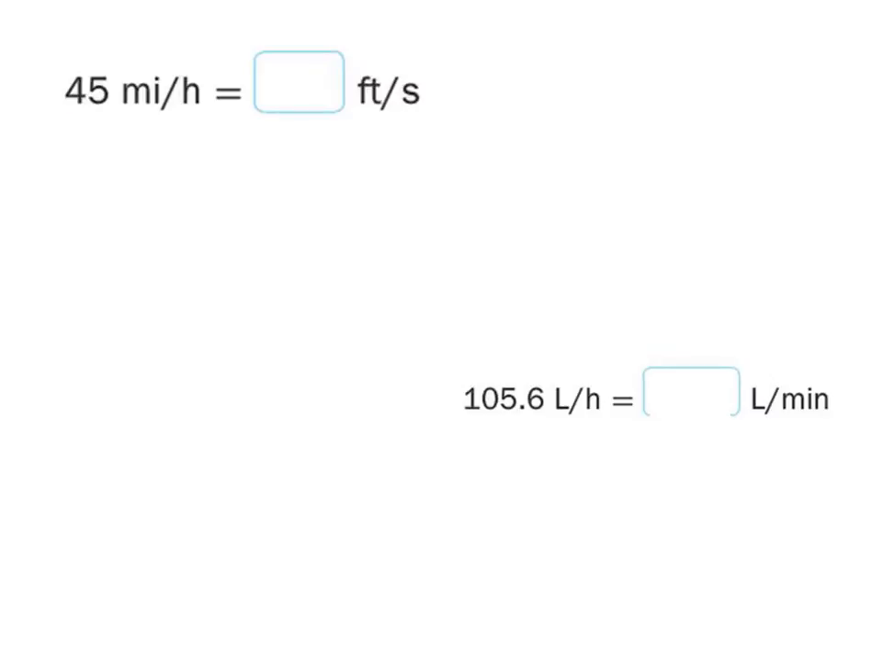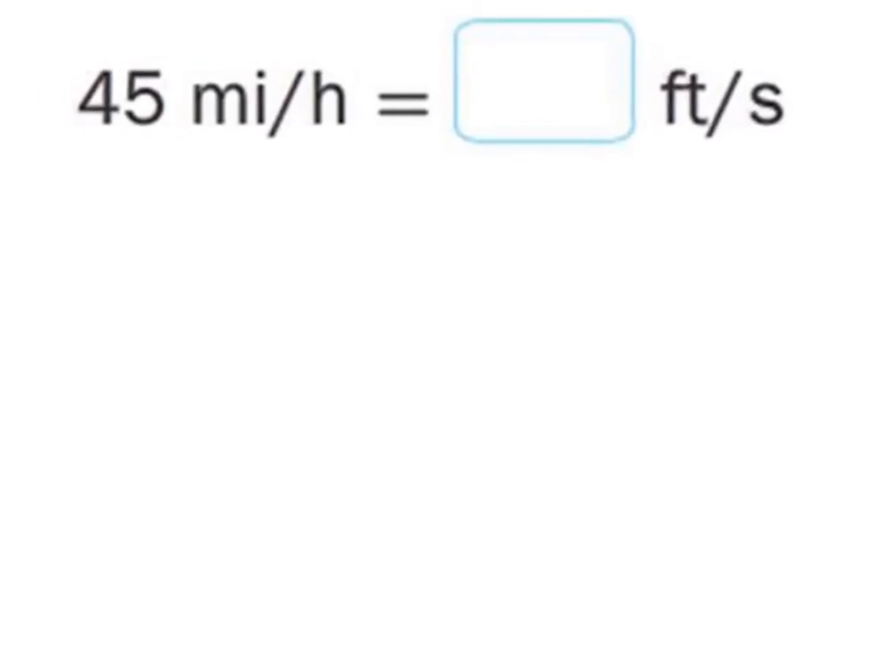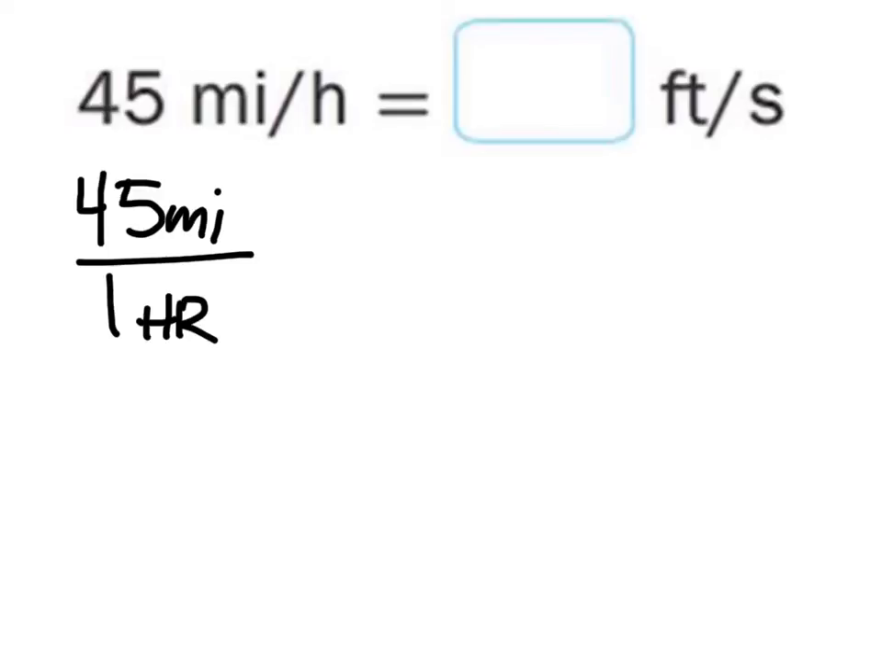Alright? So let's take a closer look at this. 45 miles per hour. And we want this converted into feet per second. So I'm going to write this out as a fraction. 45 miles per 1 hour. Now notice, once again, I'm converting miles into feet. So I need 1 fraction. Then also I'm converting hours into seconds. So I need 2 fractions.